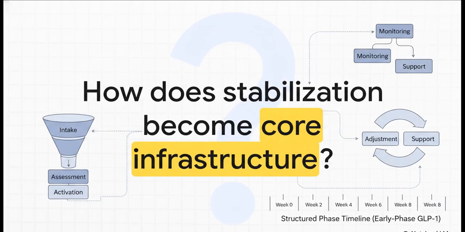This isn't about some shiny new app or a nice-to-have feature. We are asking a fundamental, structural question. How does all this stabilization work actually become core infrastructure? How does it become the very foundation that makes your entire program stronger and more resilient?